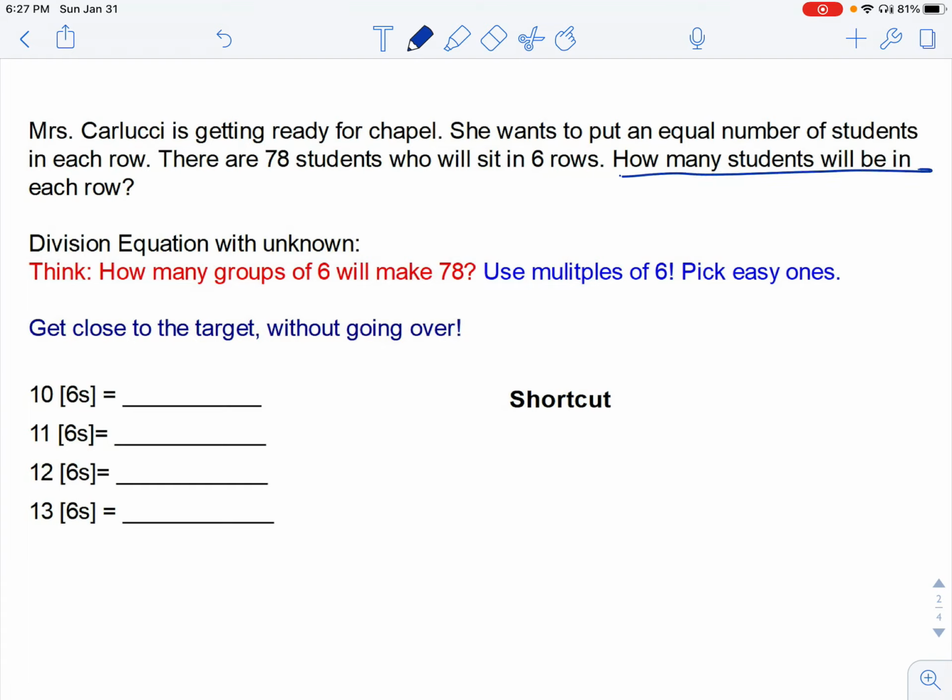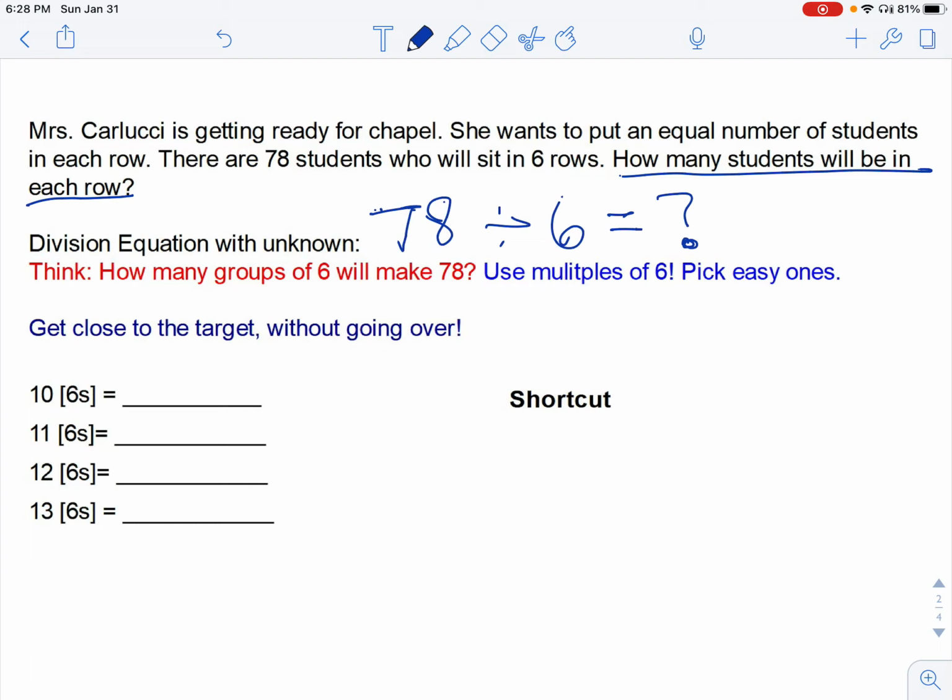How many students will be in each row? To figure that out, we're taking the 78 students, dividing them into 6 rows, and we want our unknown, question mark, or you could have done S for students. So another way of thinking of this is how many groups of 6 will make 78? Or how many times does 6 go into 78?